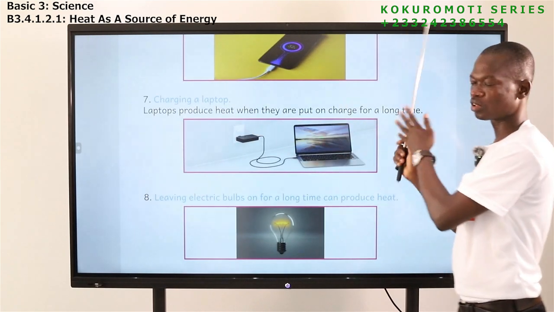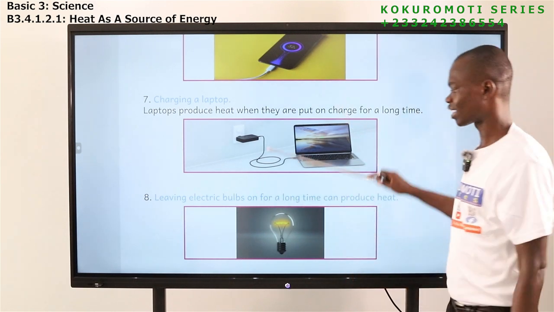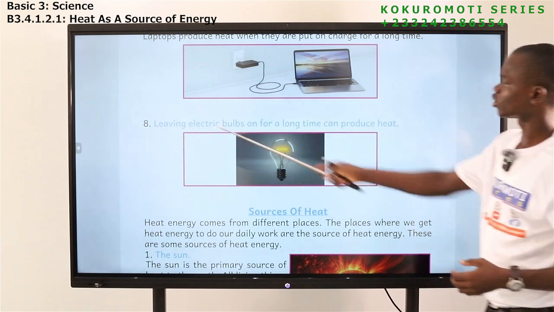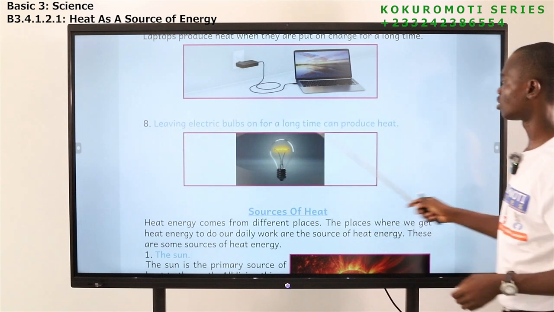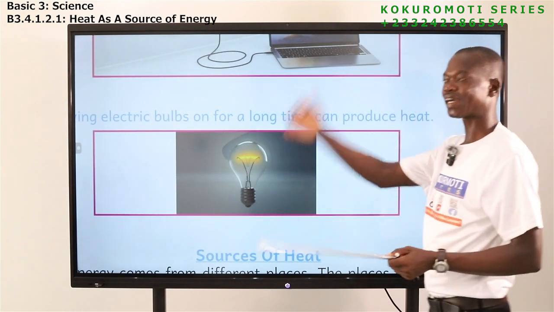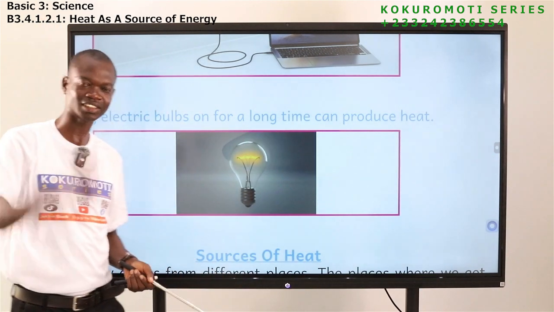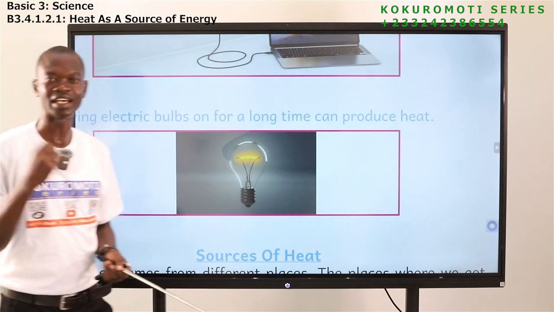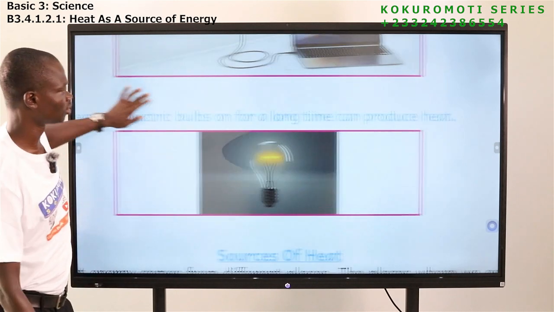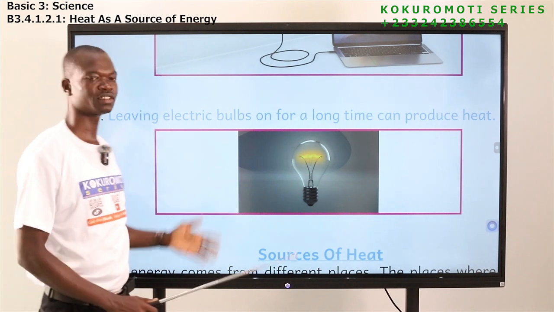The next one is what? Laptop. Just as with the phone, the same thing applies to a laptop. If you charge it for a long time, you feel that it's producing what? Heat. Okay. The next one is what? Leaving electric bulbs on for a long time can produce what? Heat. If you leave your bulb on for a very long time and you touch it, you feel that yes, there is heat in it. So when you leave our bulbs on, it will definitely produce, or generate, heat for us.